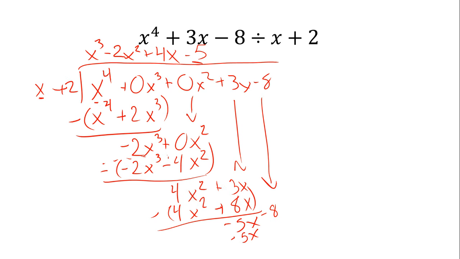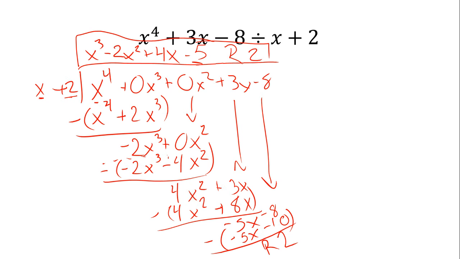Negative 5 times positive 2 gets us a negative 10. Subtract, and that gets us a positive 2. This right here is our remainder. So your answer here would be x cubed minus 2x squared plus 4x minus 5, remainder 2.